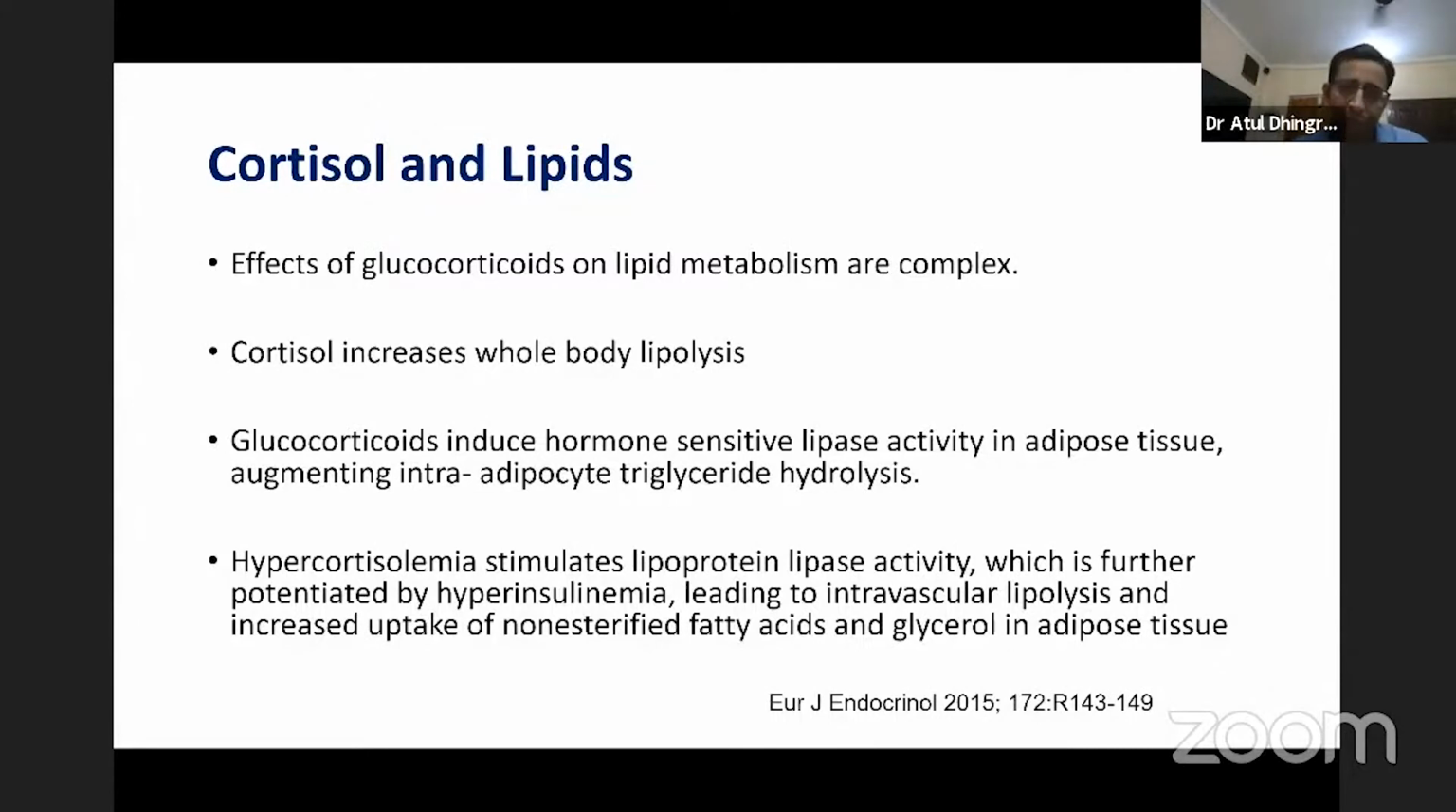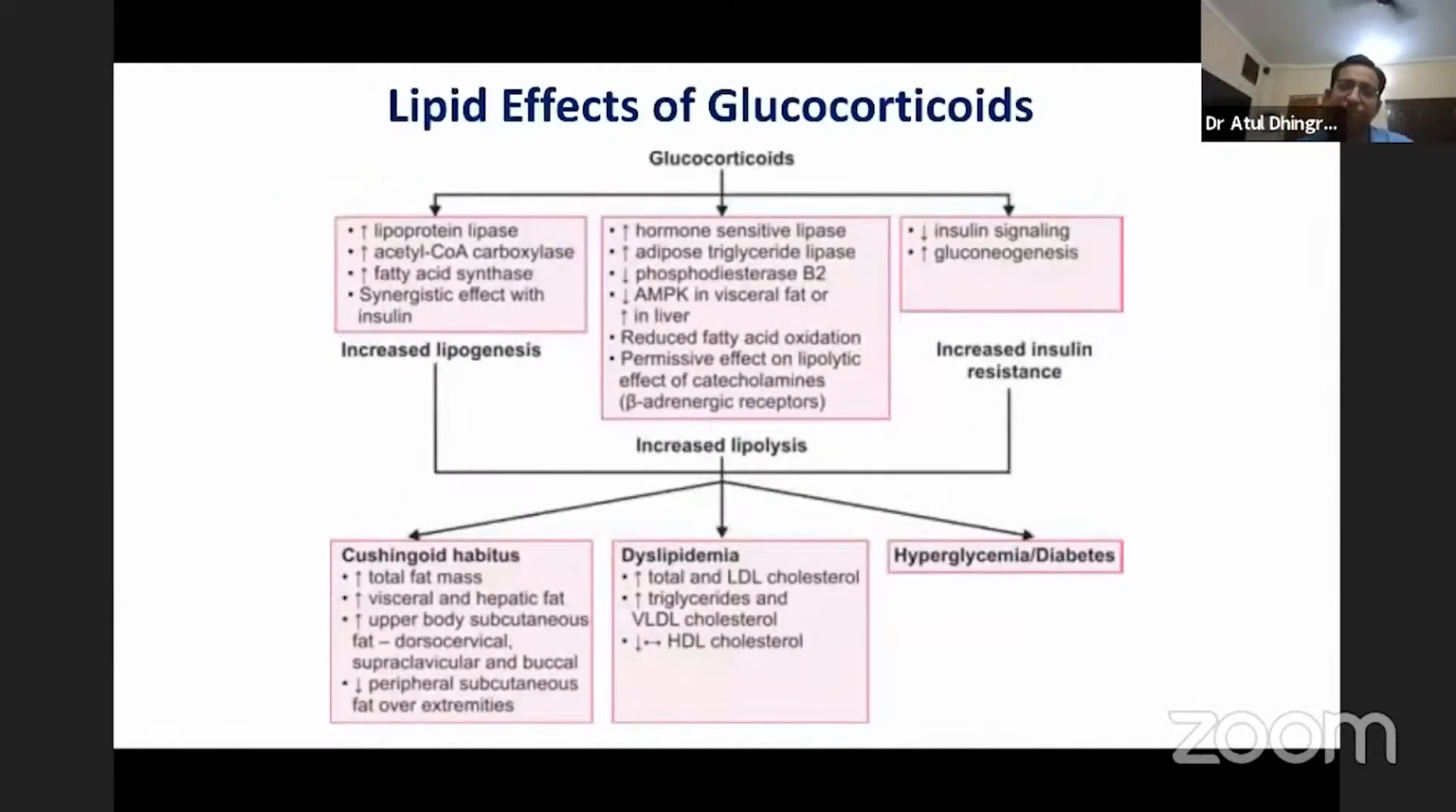Coming to our next hormone, the cortisol, the effects of glucocorticoids on lipid metabolism are again complex because cortisol increases whole body lipolysis. It has been shown that glucocorticoids induce hormone-sensitive lipase activity in adipose tissue and thus augment intra-adipocyte triglyceride hydrolysis. Further, hypercortisolemia also stimulates lipoprotein lipase activity, which is further potentiated by hyperinsulinemia, which is seen in patients with increased cortisol levels. This leads to intravascular lipolysis, which leads to increased uptake of non-esterified fatty acids and glycerol in adipose tissue. So coming to the effects associated with glucocorticoids, this is a very complex table.